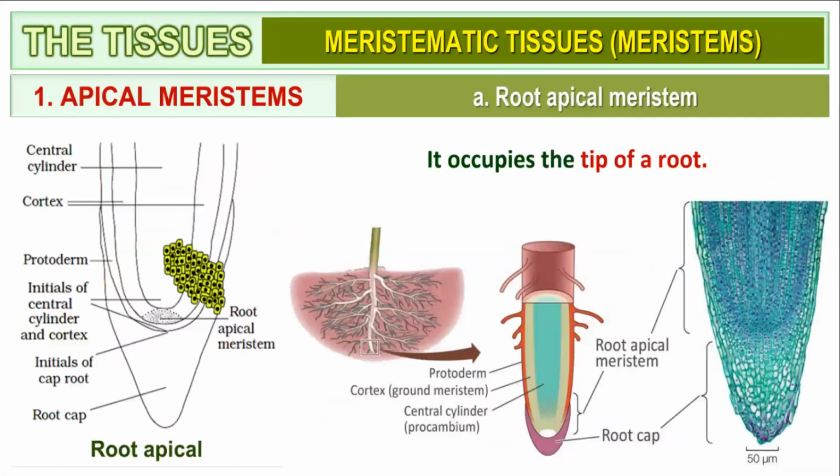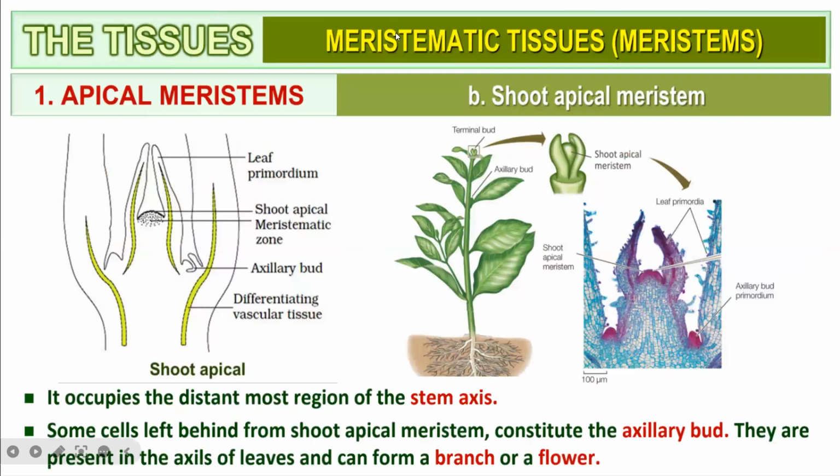Next, root apical meristem is at the tip of the root. No need to write. You can see here root apical meristem. This is root apical meristem. This is root cap. Okay. And shoot apical meristem is at the tip of the shoot axis. This is the tip, and here you can see the shoot apical meristem.